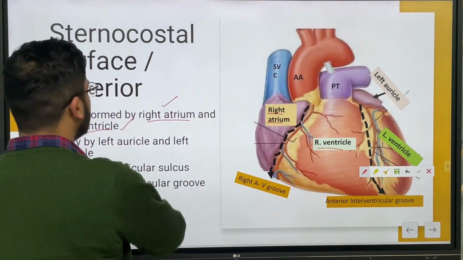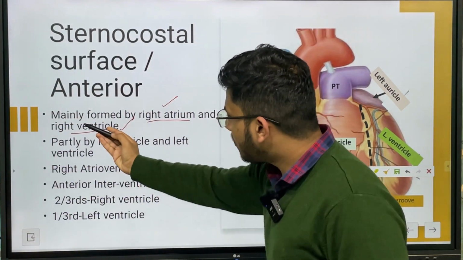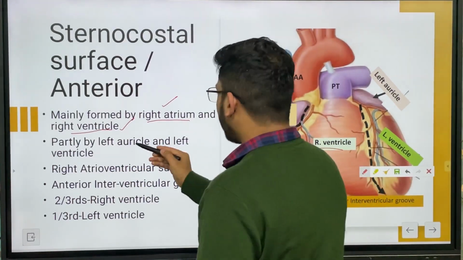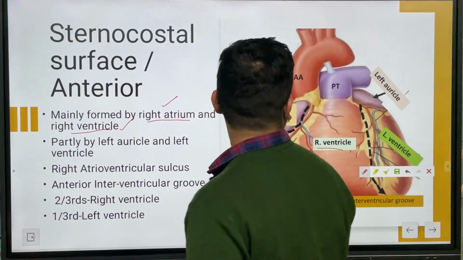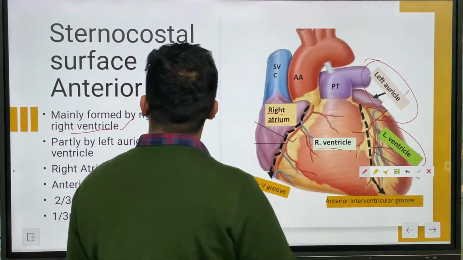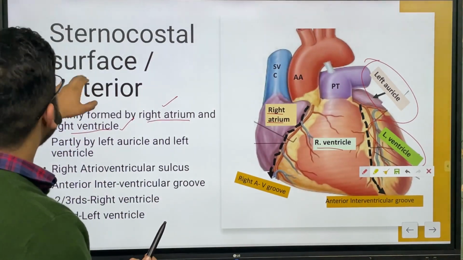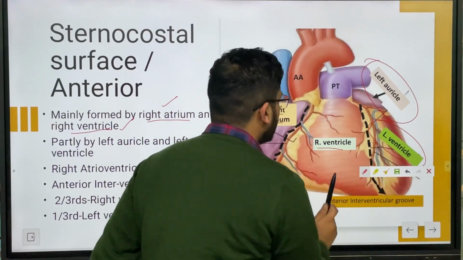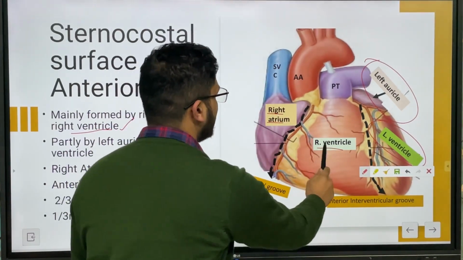atrium and right ventricle. It is also partly formed by the left auricle and left ventricle. This is your left auricle and it is your left ventricle. So, to sum up, the sternocostal surface is formed by the left auricle, left ventricle, right atrium and right ventricle.